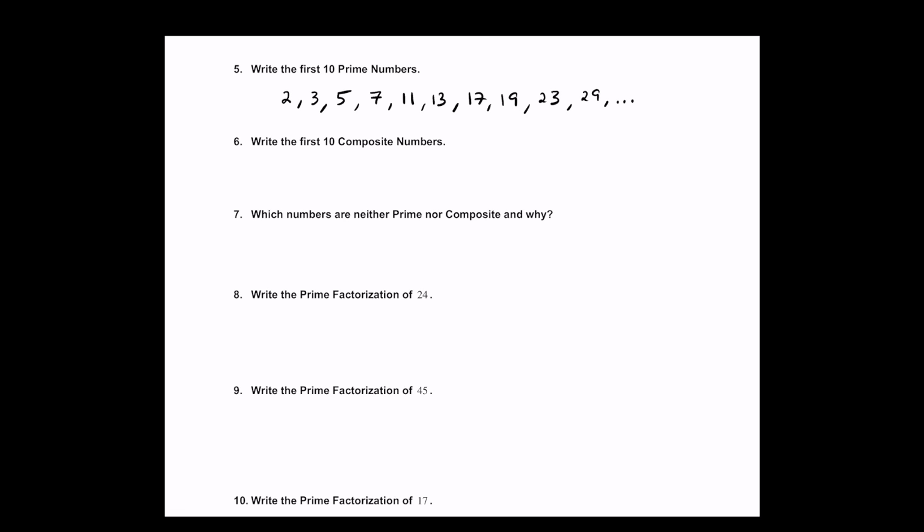Okay, they have exactly 2 factors. The first 10 composite numbers, the first composite number is going to be 4.